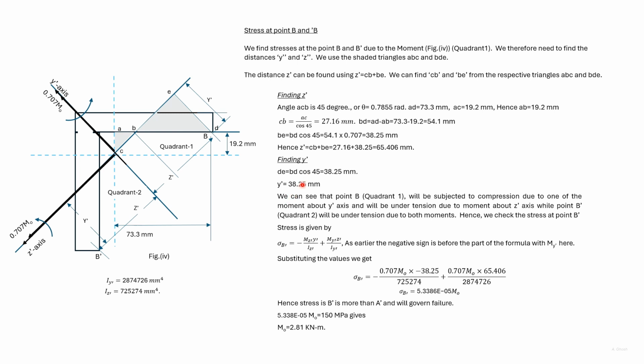BE is BD cos 45. So now we can give Z dash, since it is equal to CP plus BE, which is given here. DE is also BD cos 45 and is equal to Y dash.